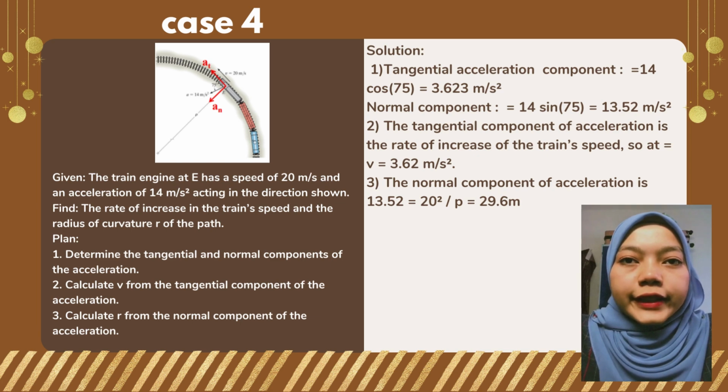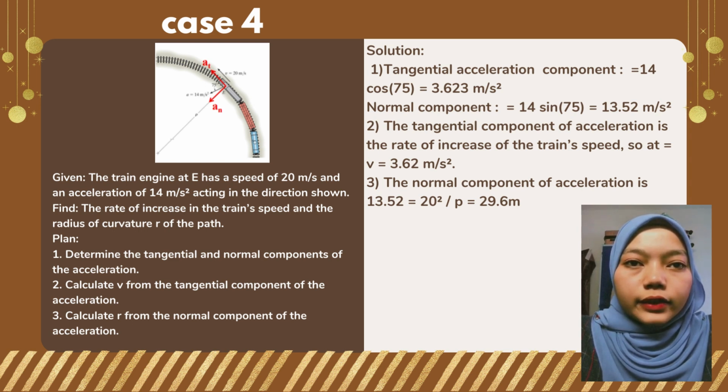Study case 4. Given the train engine at E has a speed of 20 m/s and an acceleration of 14 m/s² acting in the direction shown. Find the rate of increase in the train speed and the radius of curvature ρ of the path.